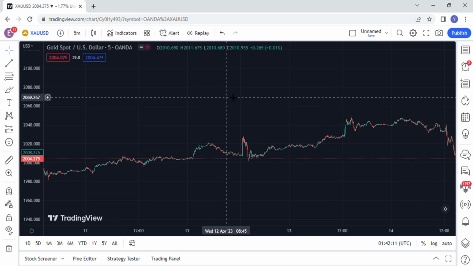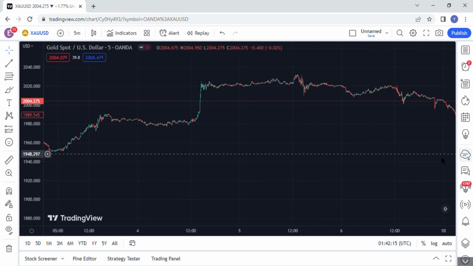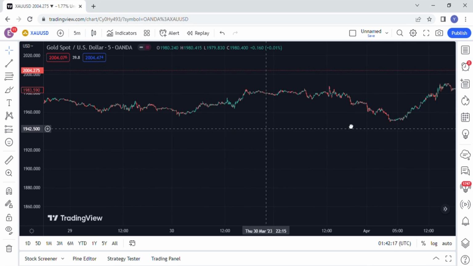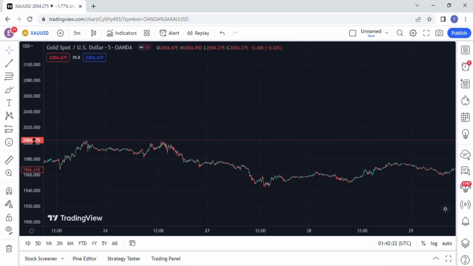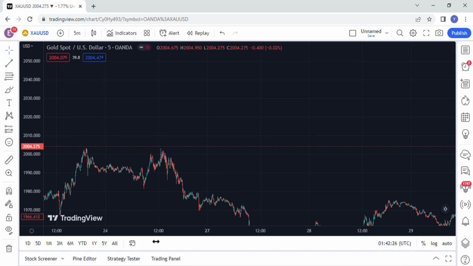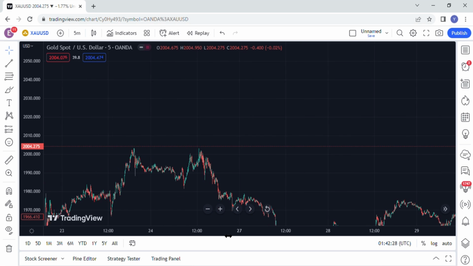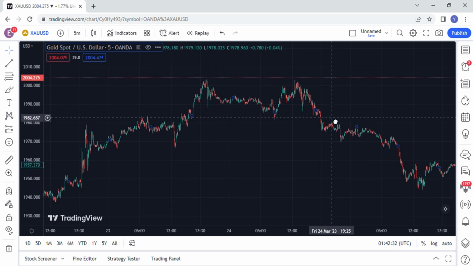And here on the 5 minutes time frame, you can see how much of the buys. I always say the higher highs, the higher lows. If you see more of the lower highs and lower lows, you should know that that is a downtrend. If you see more of the higher highs and the higher lows, you should know that that is an uptrend.